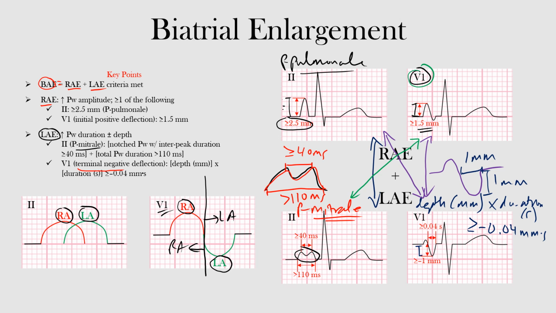So hopefully this is all starting to make sense and starting to come together. Now note that some resources may suggest looking at other leads, such as all the limb leads, but leads 2 and V1 are often the best leads to look for atrial abnormalities. Anyways, keep reviewing the criteria for atrial enlargement, and soon it will become second nature.